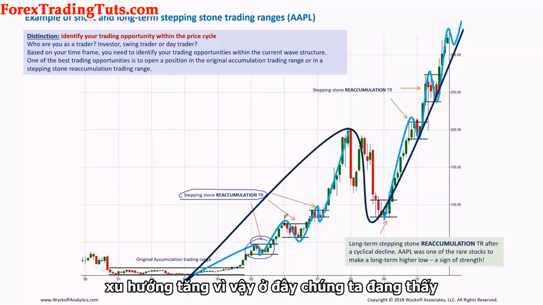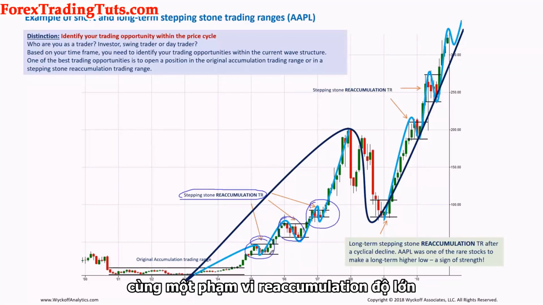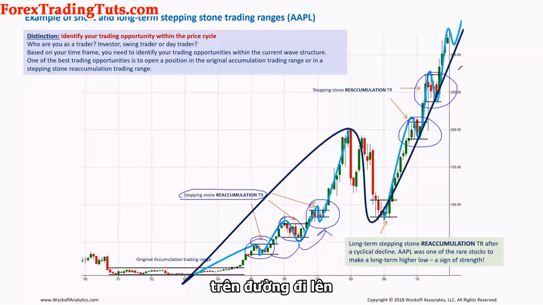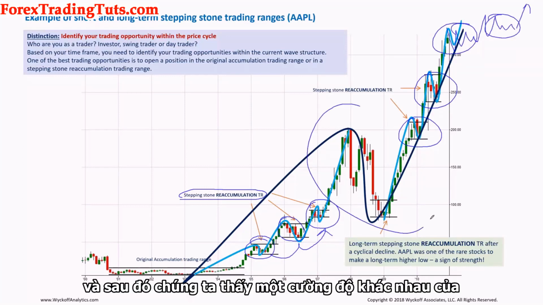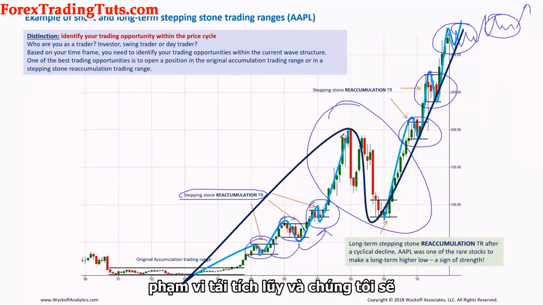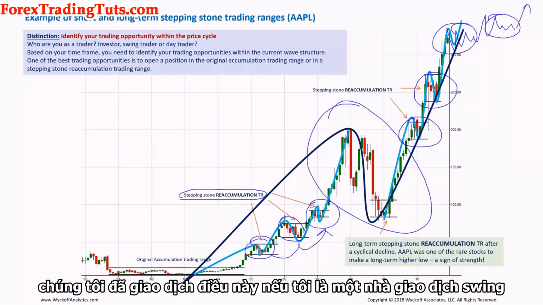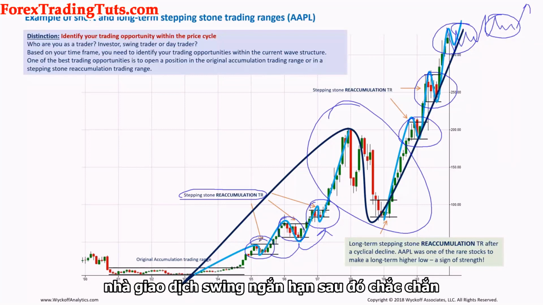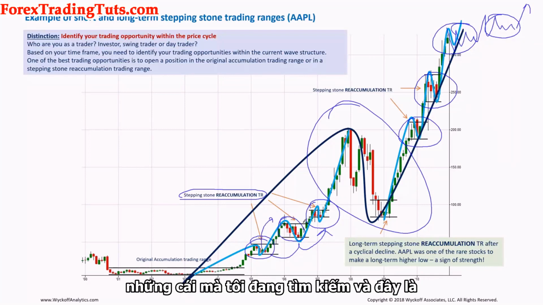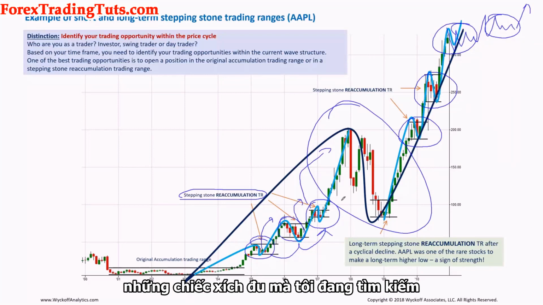So here we're seeing the same magnitude reaccumulation ranges on the way up. And then we see a different magnitude of the reaccumulation range. And we will have to make that distinction because we will need to understand how we trade in this. If I'm a short-term swing trader, then definitely small trading ranges are the ones that I'm looking for, and these are the swings that I'm looking for.